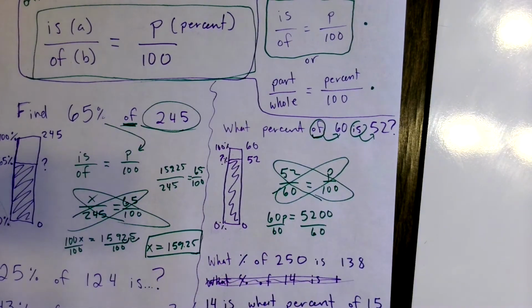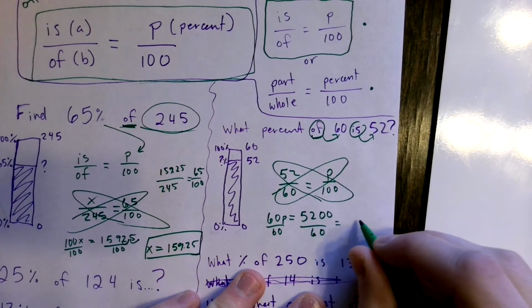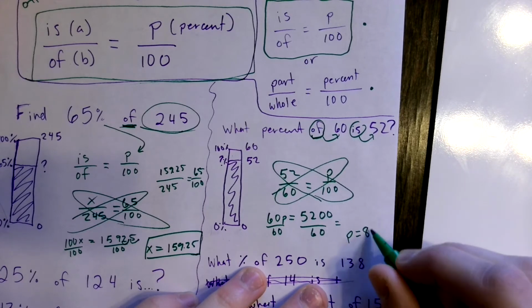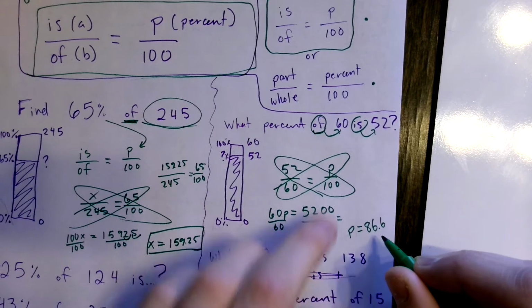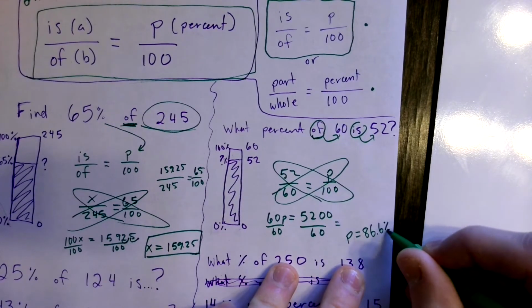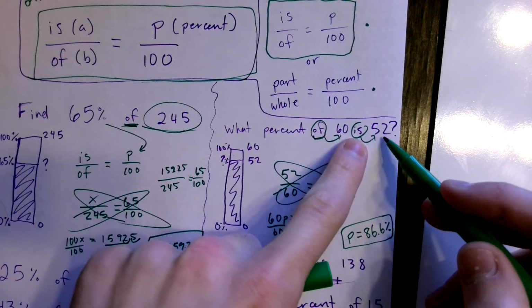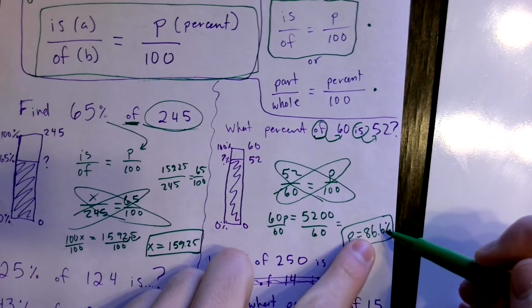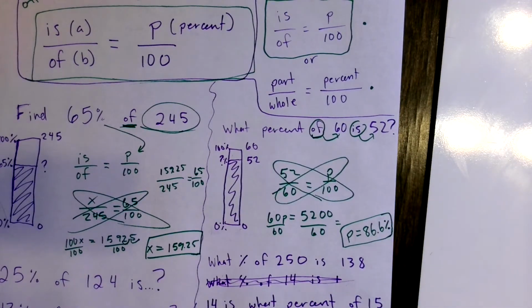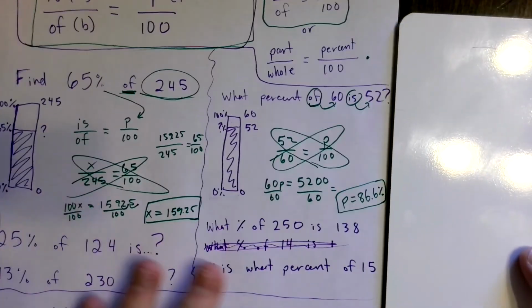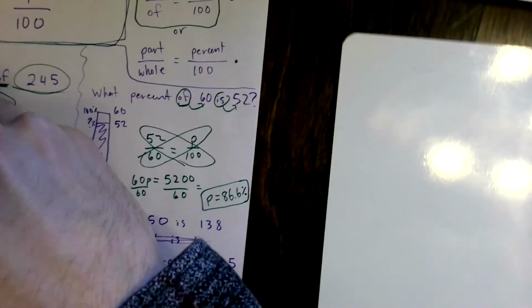I'm going to type that one in on my calculator, and I'm going to get p equals 86.6. And we're talking about percentages now, so I'm going to toss that in as a percentage. So we just figured out that 52 is 86.6% of 60. We're going to do some more examples of that. Again, this is our same formula. We just have different components that they gave us this time. Let's check it out.